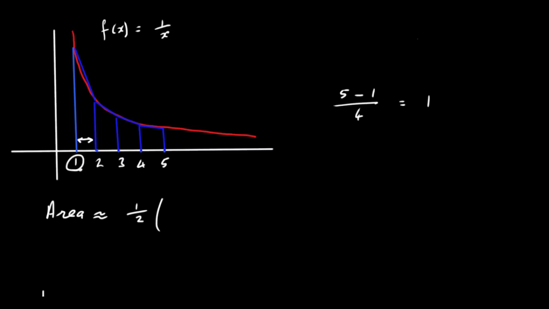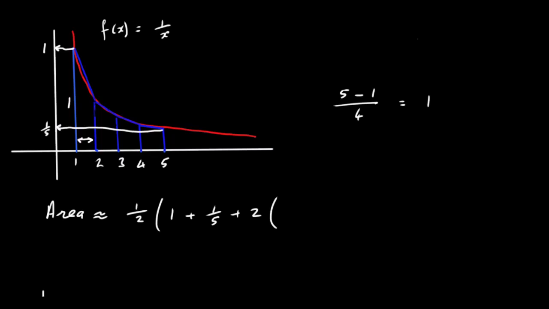So it's going to be 1 over 2 times the first one, which is what we get when we put 1 into this function here. So if we put 1 into this function here, we get 1 over 1, which is 1. So this height here, or this y value here, is 1. So that's going to be 1 plus the last one, which is this one here. This is our yn. So if we put 5 in here, we'll get 1/5. So in other words, this value here will be 1 over 5. So it's 1 over 5 plus twice the rest of them.